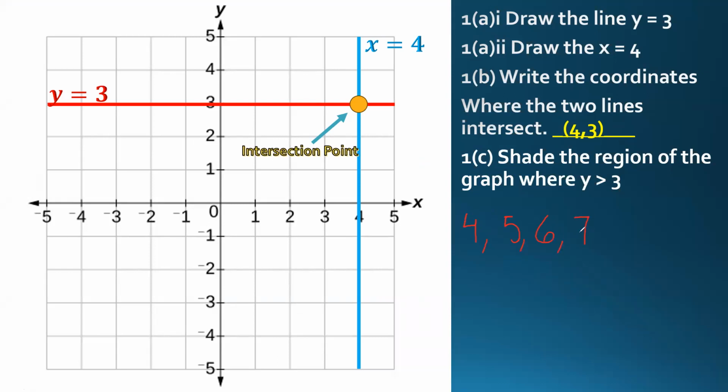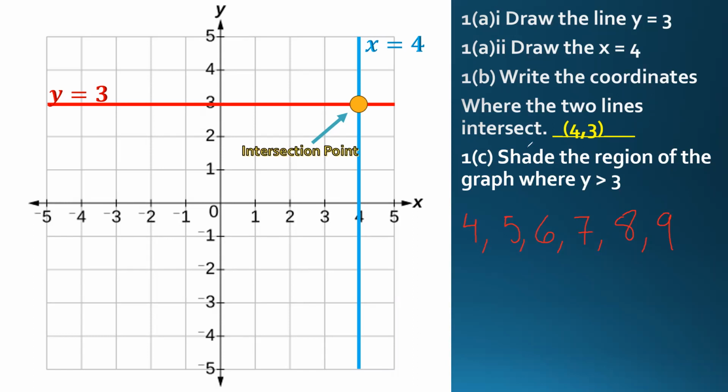5, 6, 7. That's 1, 2, 3, 4, 8. And then what? 1, 2, 3, 4, 5, 6, right? So 1, 2, 3, 4, 5, 6. So these numbers, right? Are these numbers below 3? Or are these numbers above 3? Where are these numbers?